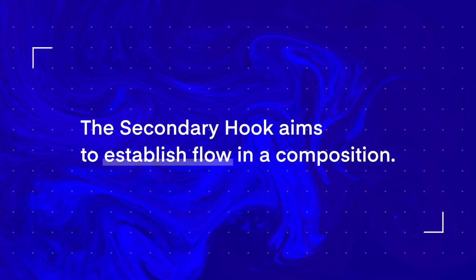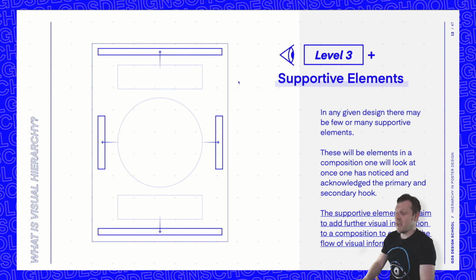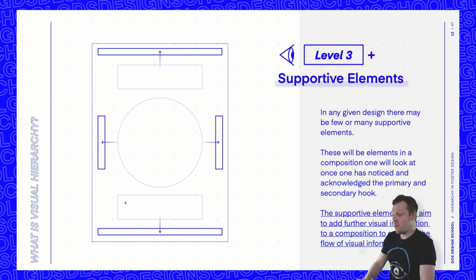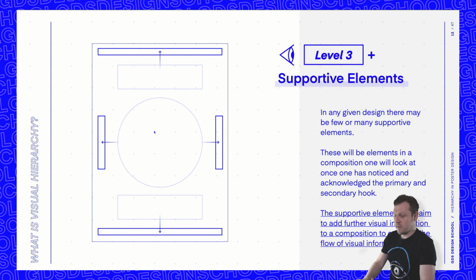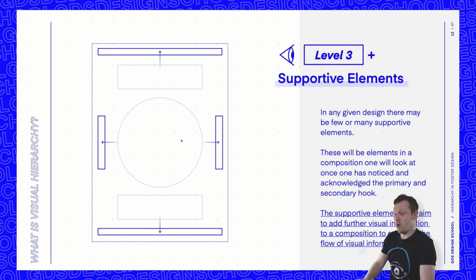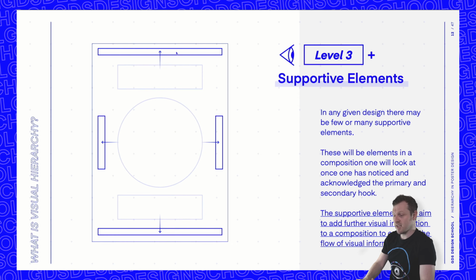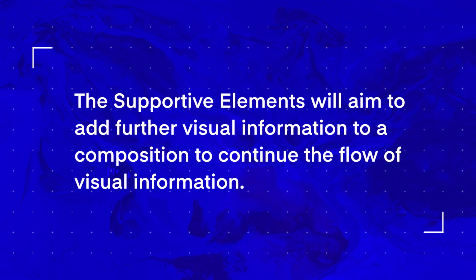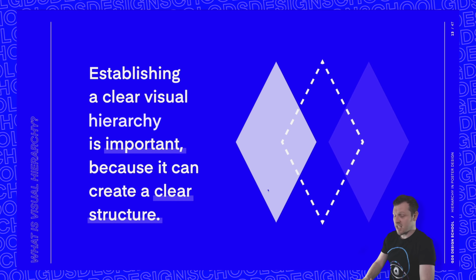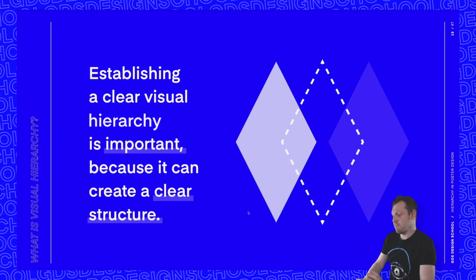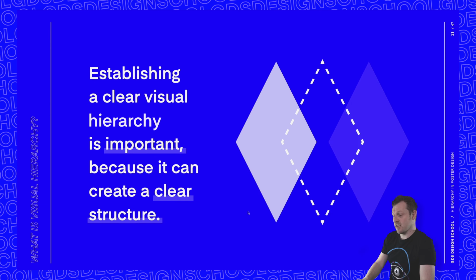The levels after are supportive elements. Now, in any given design, there may be few or many supportive elements. These will be the elements in a composition one will look at once one has noticed and acknowledged the primary and secondary hook. The supportive elements will aim to add further visual information to a composition to continue the flow of visual information.